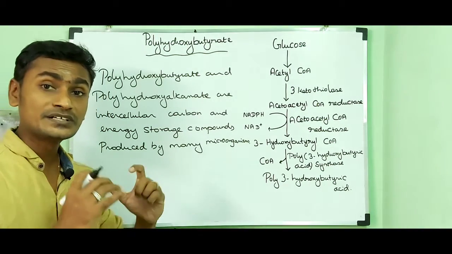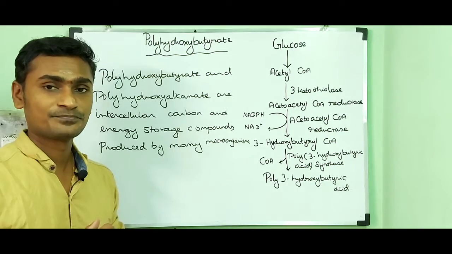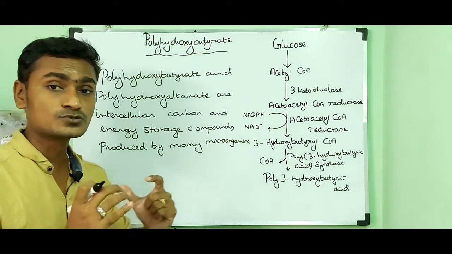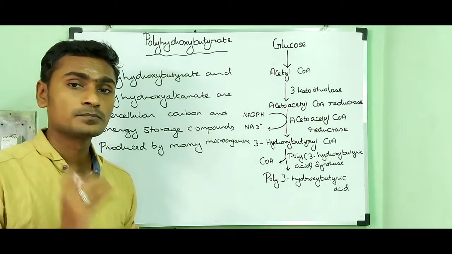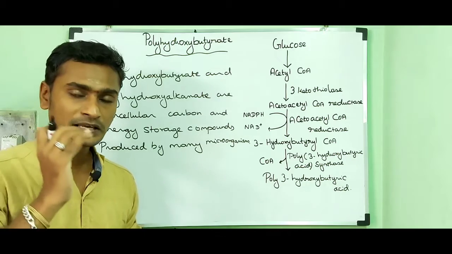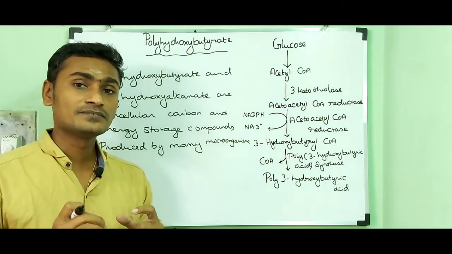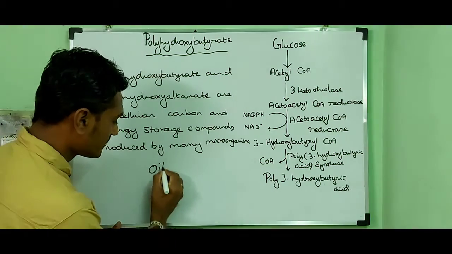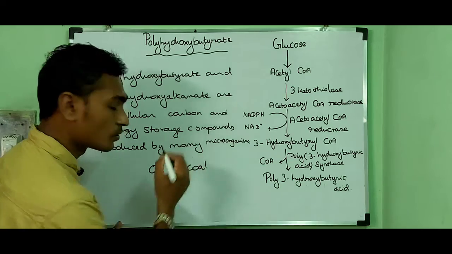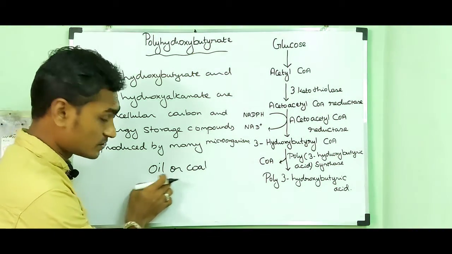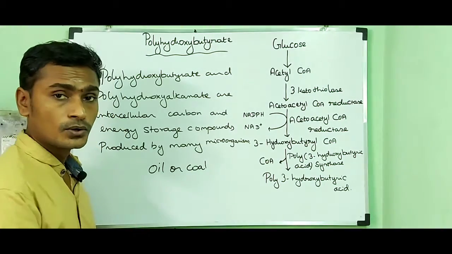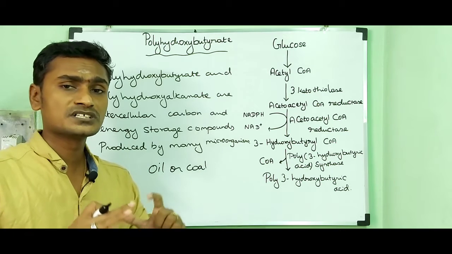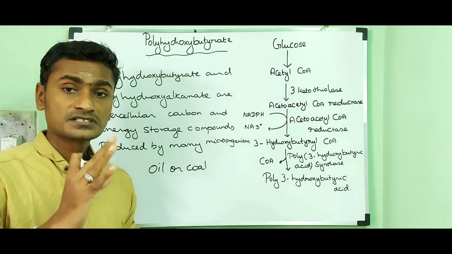Moreover, they are biodegradable and they are elastic in nature. So polyhydroxybutyrate and polyhydroxyalkanate are well suited for the synthesis of biodegradable plastic and biodegradable packaging material. While conventional plastics are synthesized from oil or petrochemical coal, they are not biodegradable. They remain in the environment for more than 100 years and can cause environmental pollution.